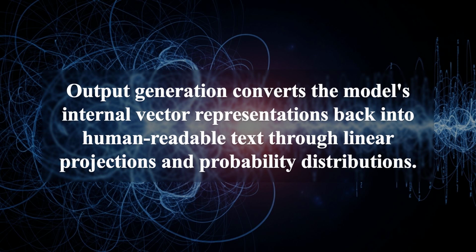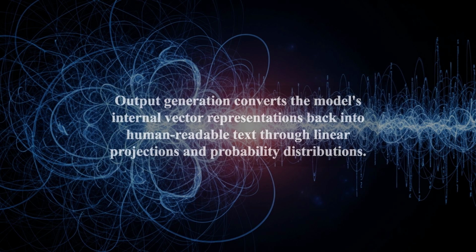Every word you've seen from ChatGPT, every response from Claude, every completion from Copilot, they all emerge from this mathematical process. We'll explore the linear projection that expands our final vectors to vocabulary size, the softmax function that creates probability distributions, and the autoregressive loop that generates coherent text one token at a time. By the end, you'll understand the complete journey from input text to generated response.